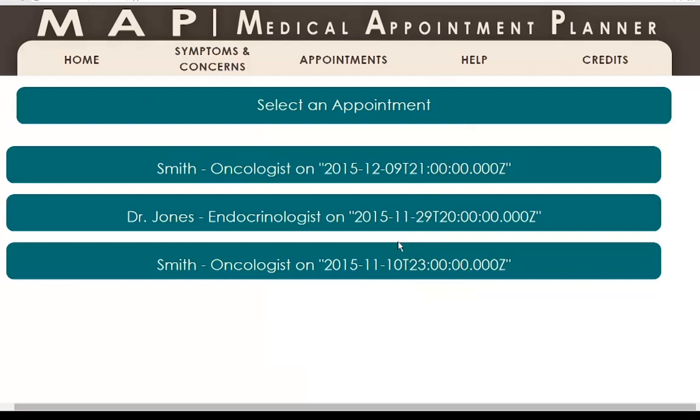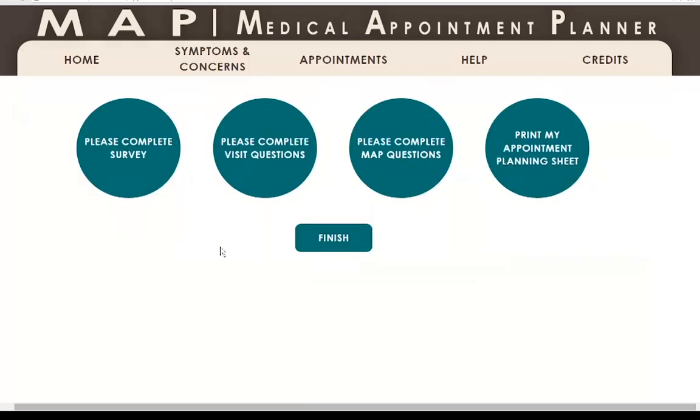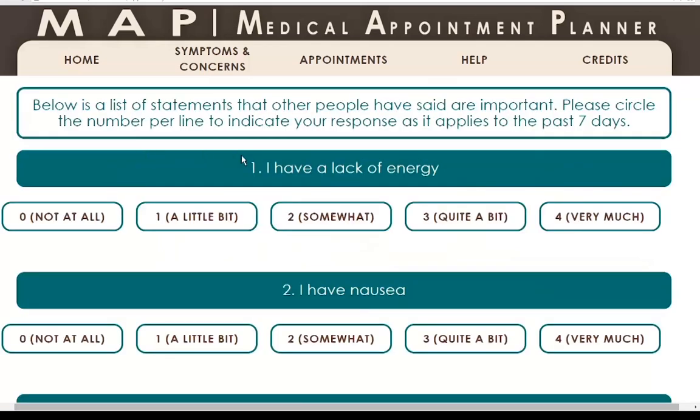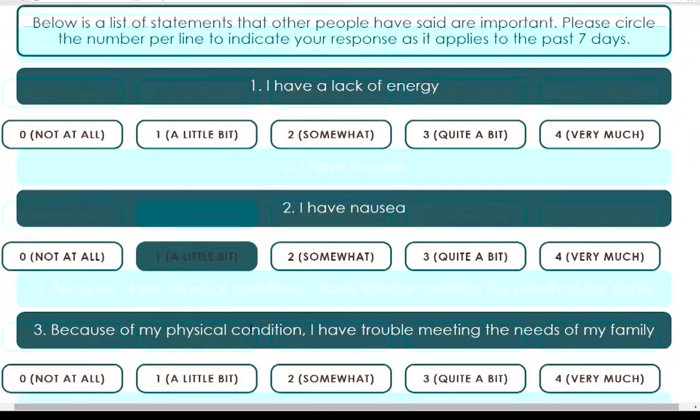You have a second visit upcoming with Dr. Smith and another one with Dr. Jones, your endocrinologist, but click for now on the one that you've just completed. This will bring you back to the survey buttons. You click on Please complete the surveys and it will bring up a list of questions that we'd like you to answer. Your answers are sent to us automatically after you do it.